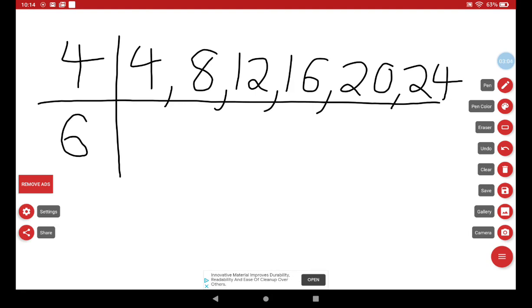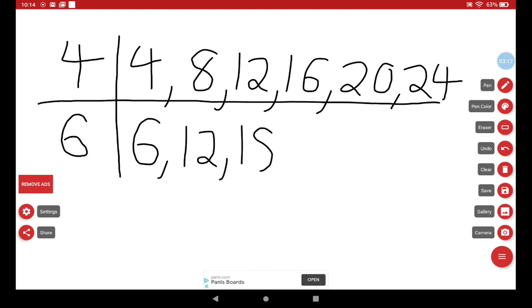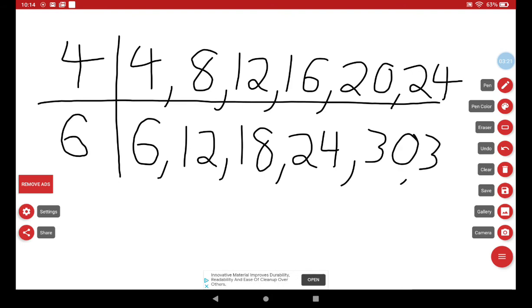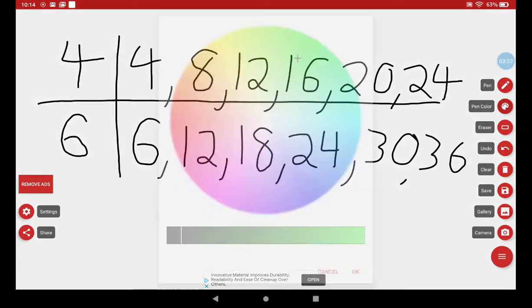Let's start listing off the multiples of 6. 6, 12, 18, 24, 30, 36. Let's stop there. I'm going to change colors.